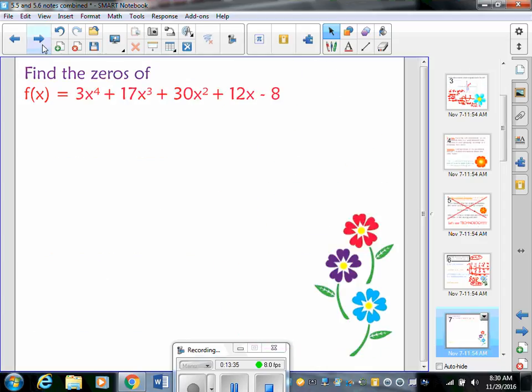All right, so let's look at the next one. So, finding the zeros, this thing's huge. How many answers will we have? 4. X to the 4th is the highest thing we got going on there.